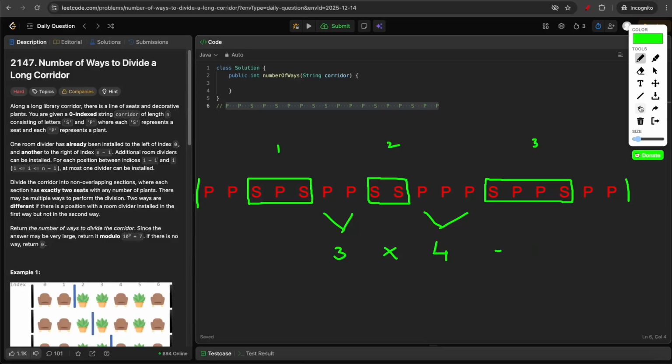So the approach is simply, you just need to find the segments which have 2 seats together, and you just have to multiply the number of plants plus 1 between all the segments. So that is, you just need to multiply plants plus 1 across all the empty gaps in each segment.